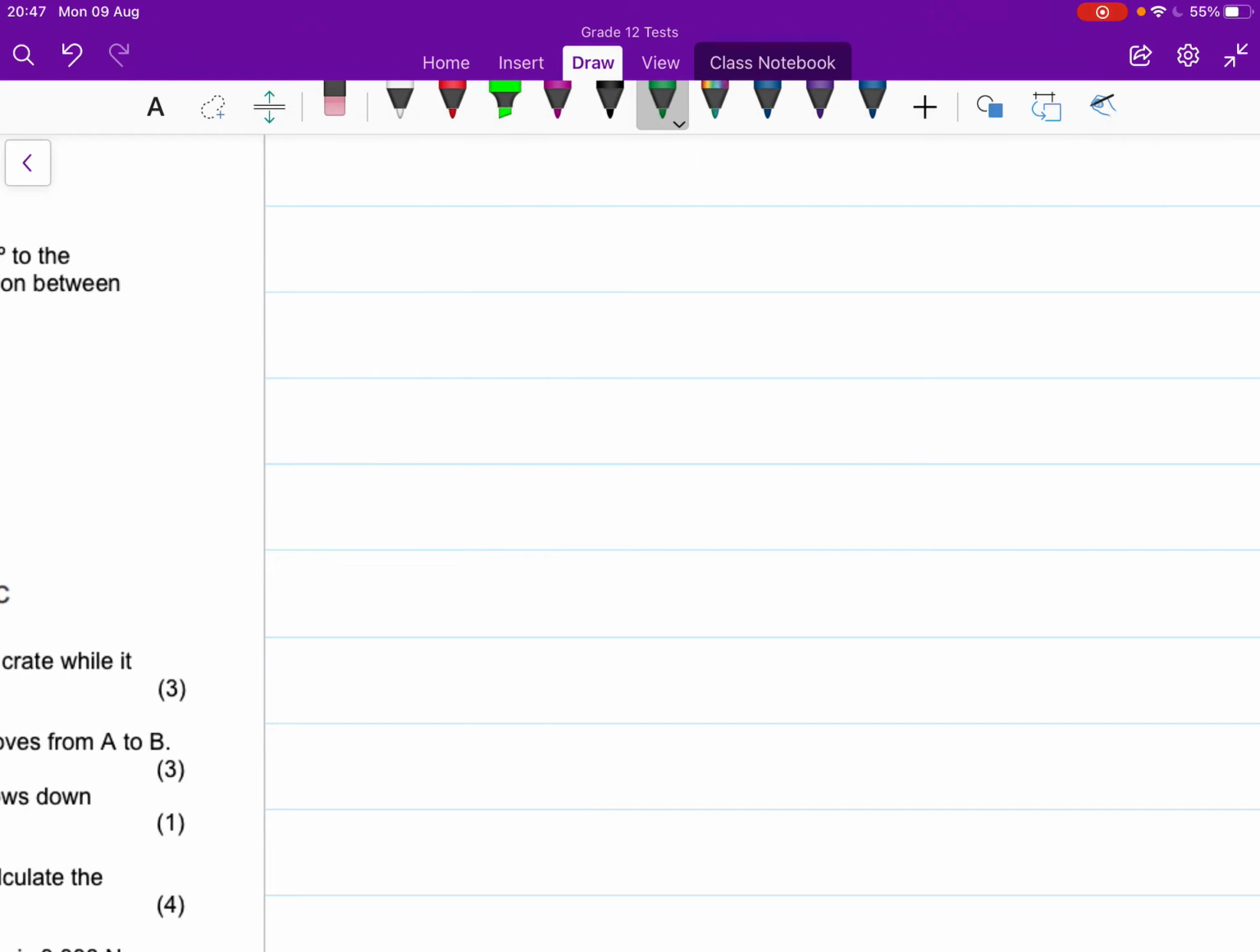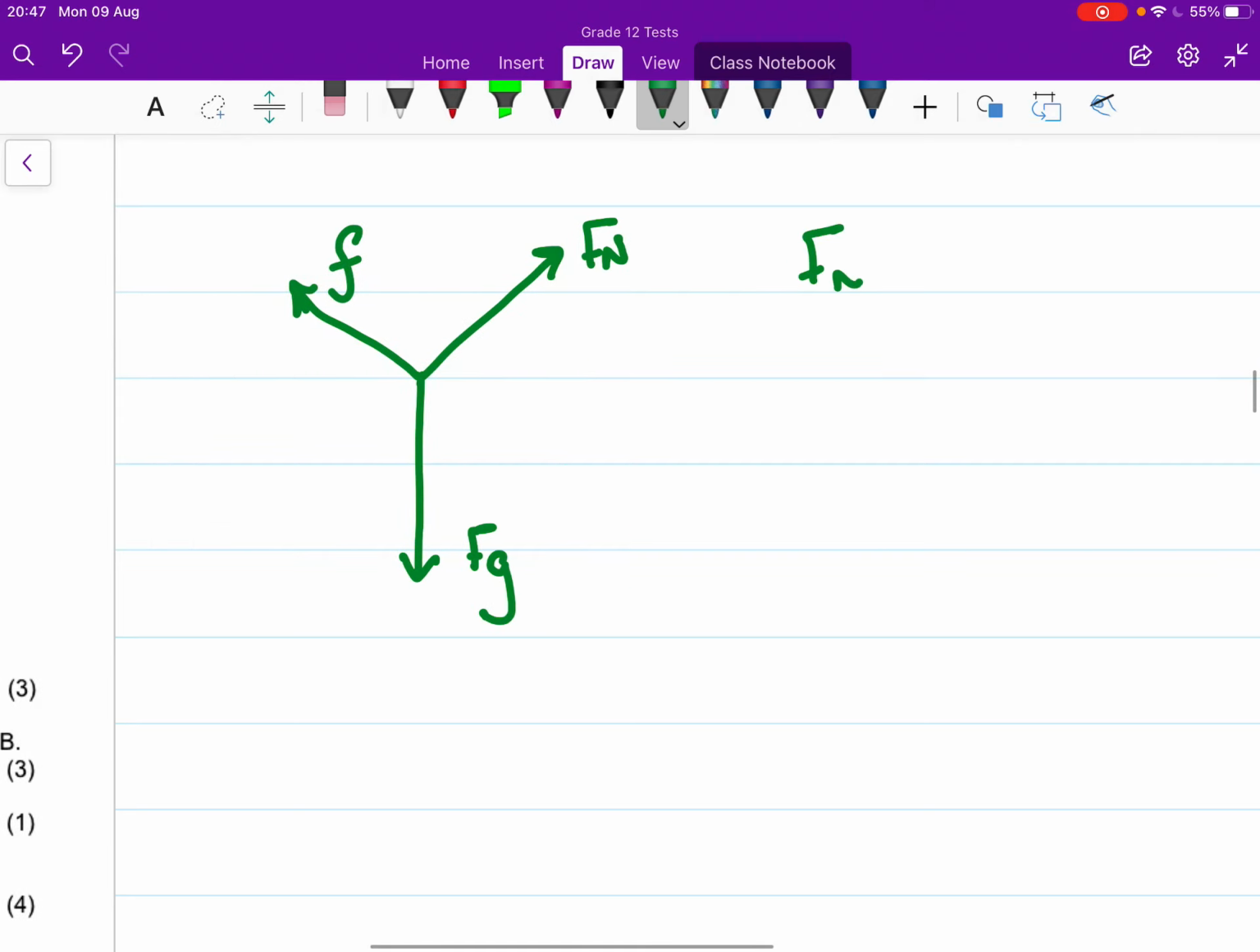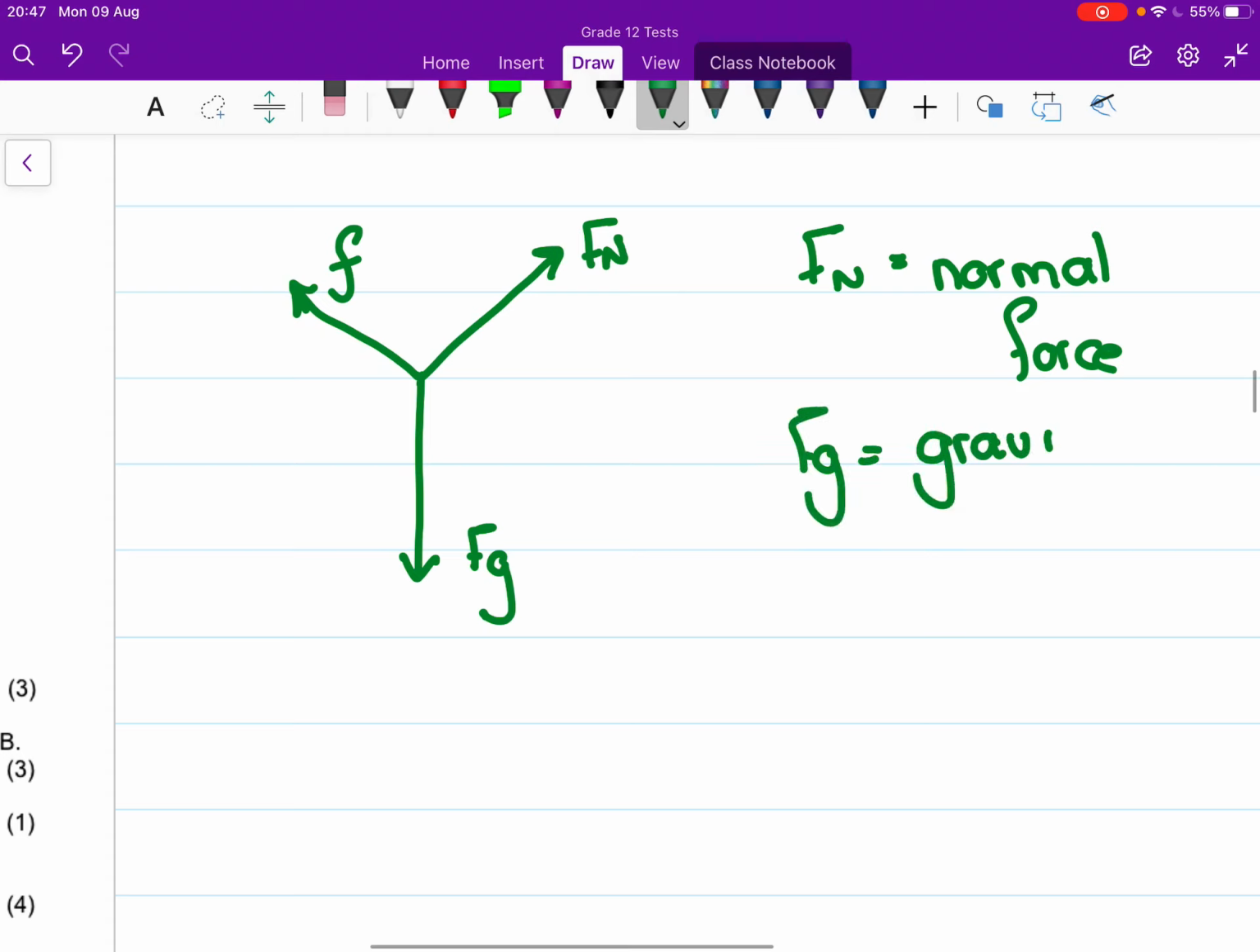So we know it's always going to have FG, always going to have the normal force, which is at an angle, and then there's going to be friction, which acts up. So Fn is the normal force. Alright. Fg is gravity. You could also have told me weight. And F is friction. Okay.